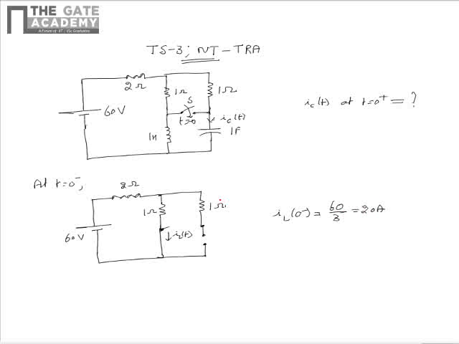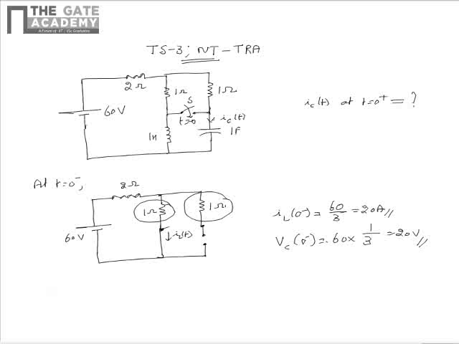This is due to the reason that there is no current flowing through this 1 ohm resistor because the capacitor is open. Similarly, we can say that Vc of 0 minus is equal to the drop across the 1 ohm resistor marked, which can be obtained by the voltage divider rule or Ohm's law as 60 multiplied by 1 divided by 3, that is equal to 20 volts. So by analyzing the circuit at t equal to 0 minus, we see that IL of 0 minus is 20 ampere and Vc of 0 minus is 20 volts.